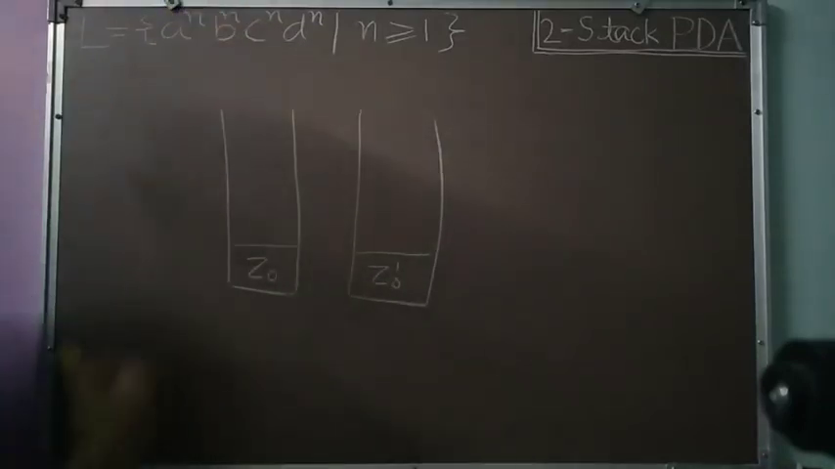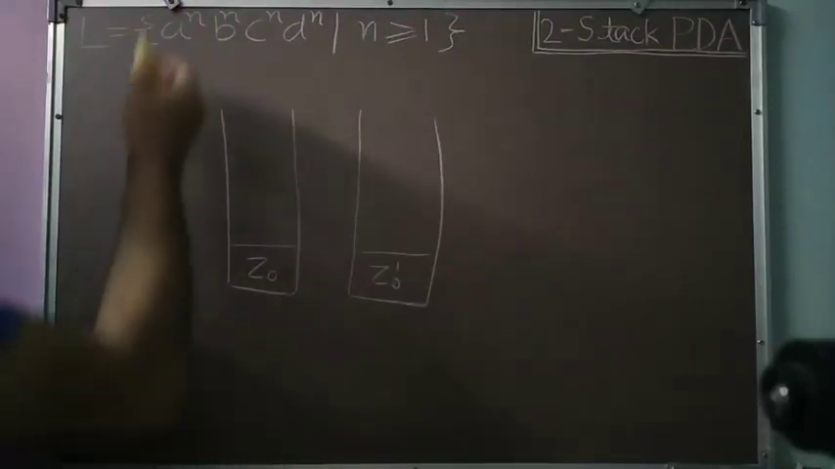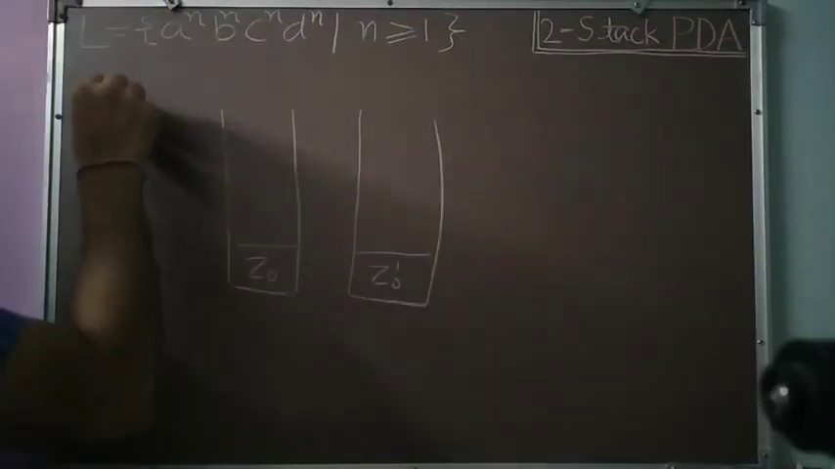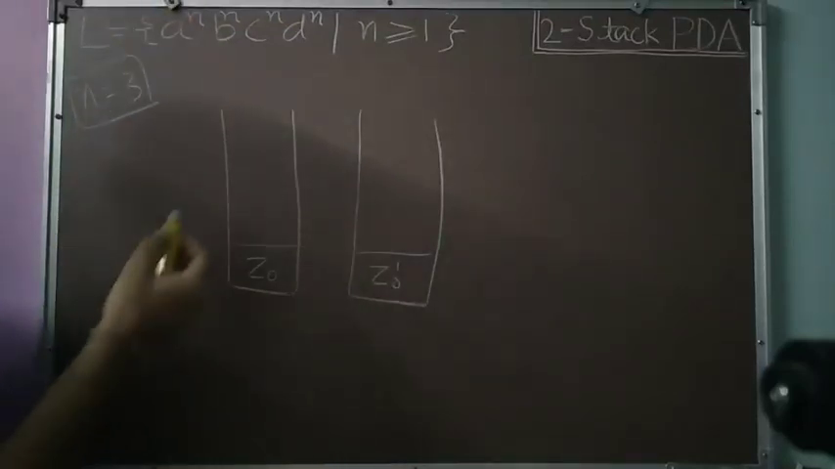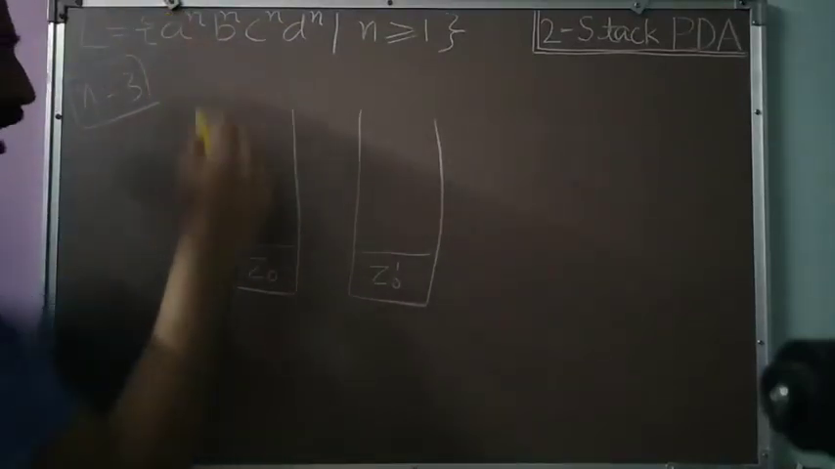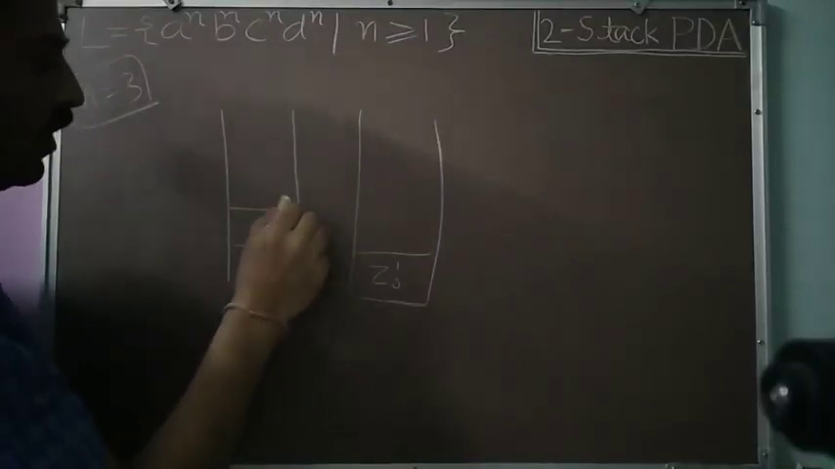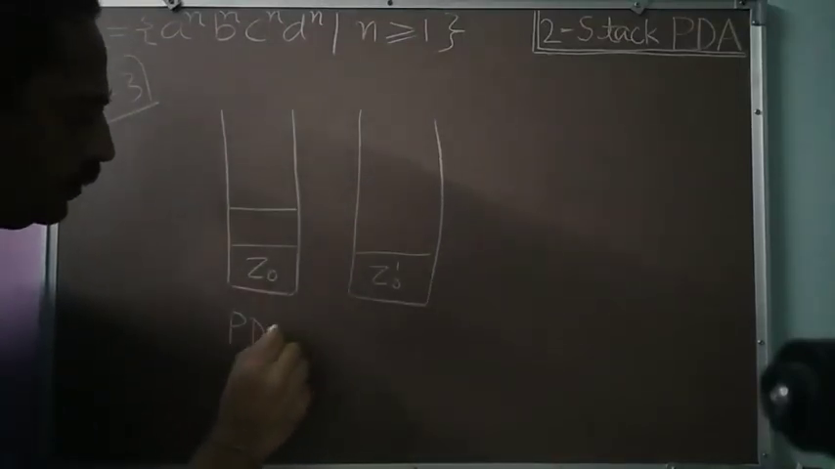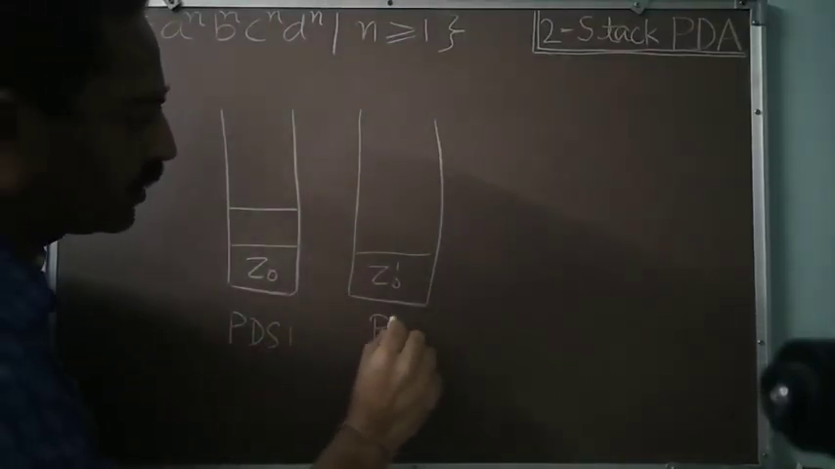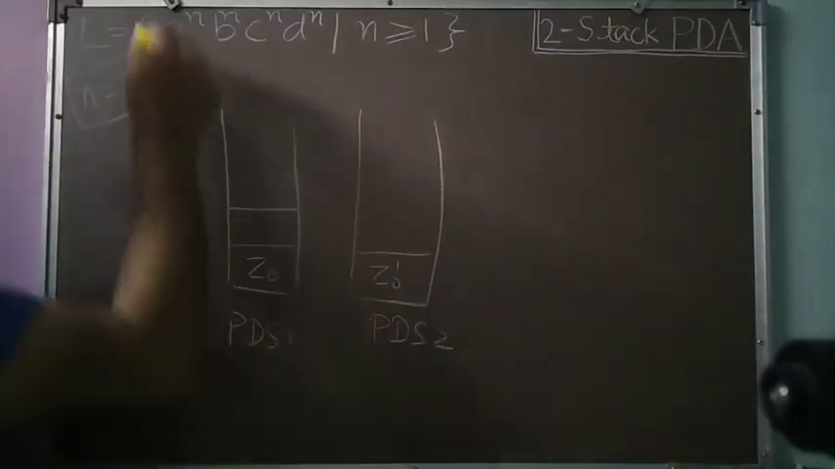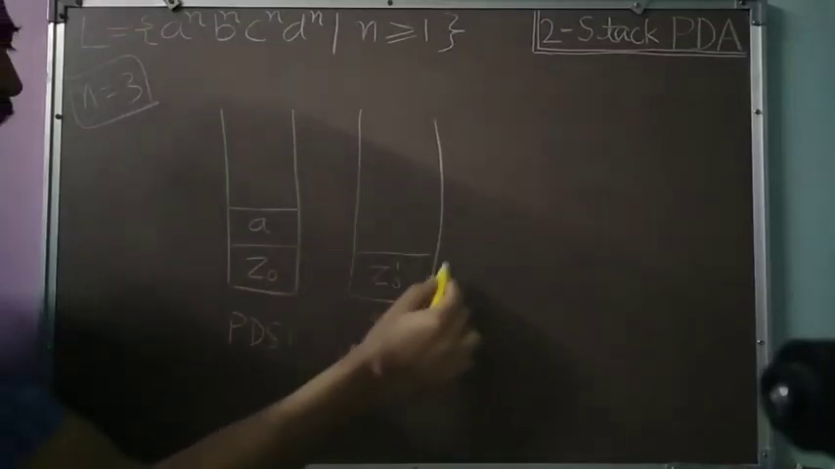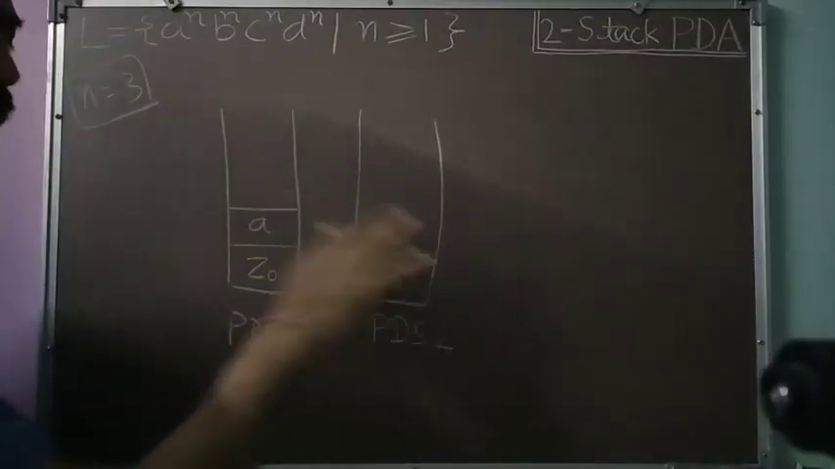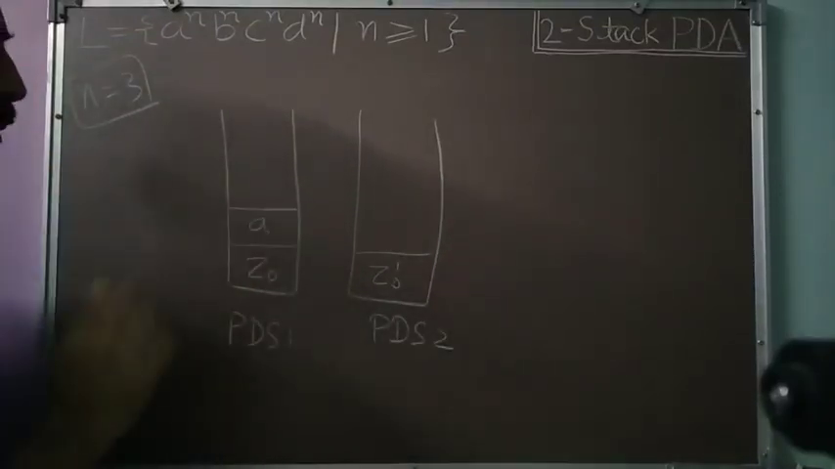So in the starting we will start getting A's. Suppose there are three A's. I am taking an example. Suppose the value of n is equal to 3. So what I will do, I will push these A's on the stack 1. Suppose this is my PDS 1. This is my PDS 2. So when I read the first A, I will not push it on PDS 2. I will maintain the status of the PDS 2. I will push only on the PDS 1.